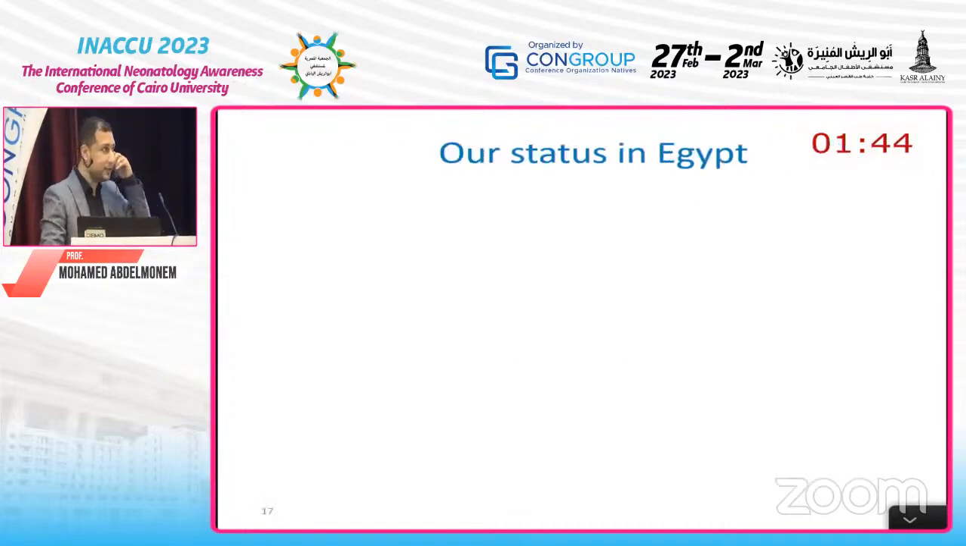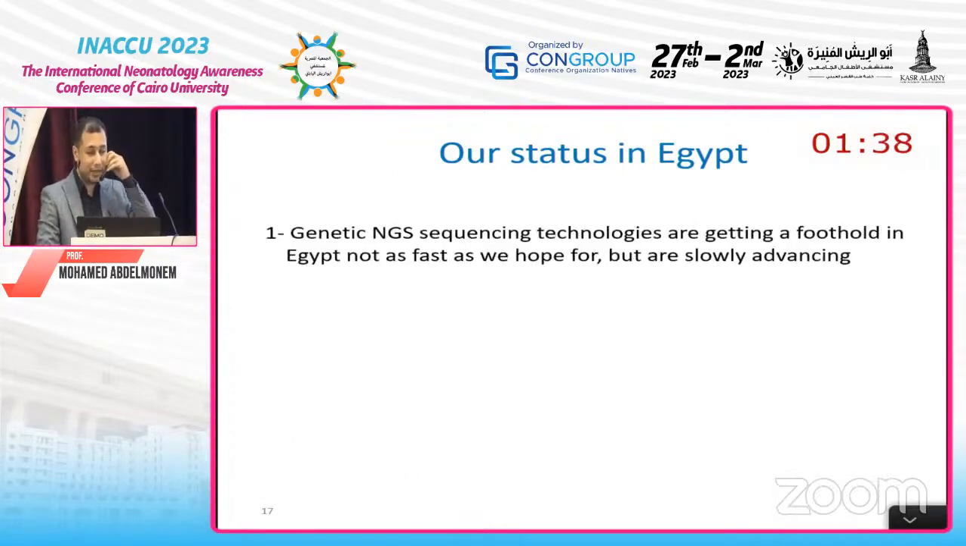Now let's talk about our status in Egypt with these techniques. Genetic next generation sequencing technologies are getting a foothold in Egypt now. It's not as fast as we hope, but we are slowly advancing. The causes for this lag or for this slow advancement are known to us all. Number 1, 2, 3, and 4 are funding. It's very, very expensive to do that. And there are also other logistical issues, including the supply chain, the maintenance from the supply companies, and the technical support. It's very weak still in Egypt.